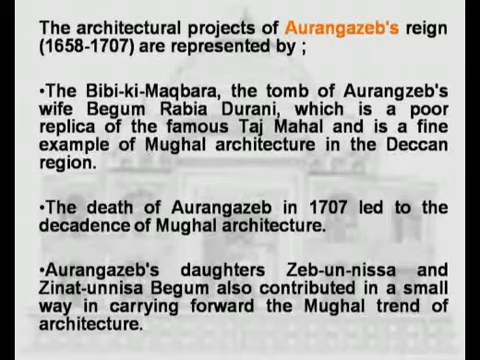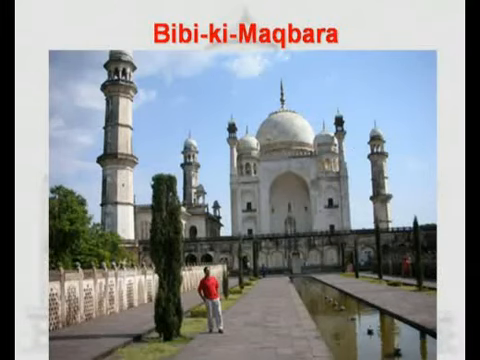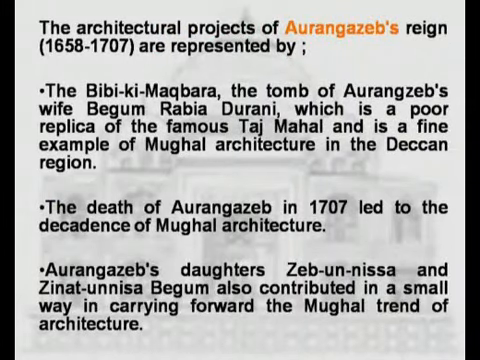Coming to Aurangzeb, his architectural projects are represented by the Bibi Ka Maqbara, the tomb of Aurangzeb's wife Begum Rabia Durrani, which is a poor replica of the Taj Mahal, and nothing much. The death of Aurangzeb in 1707 led to the decadence of Mughal architecture. His daughters contributed in a small way in carrying forward the Mughal trend of architecture, but nothing much to report.